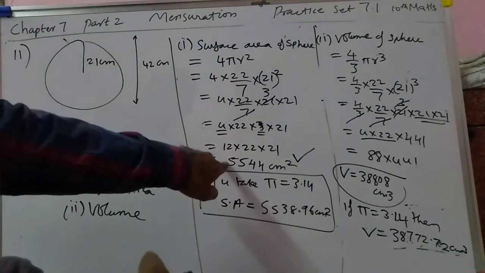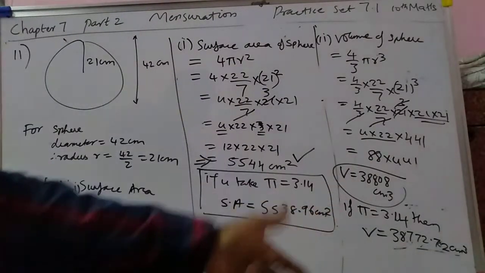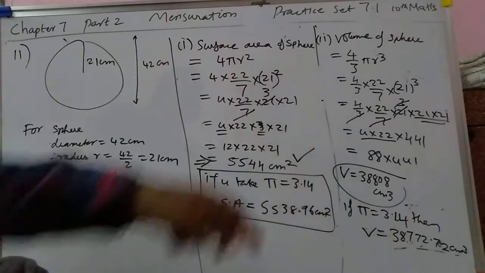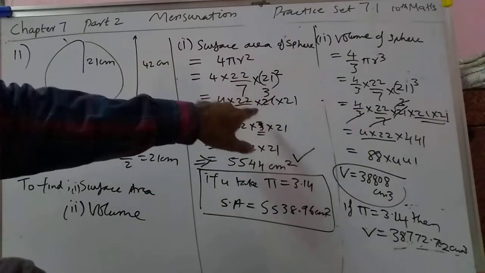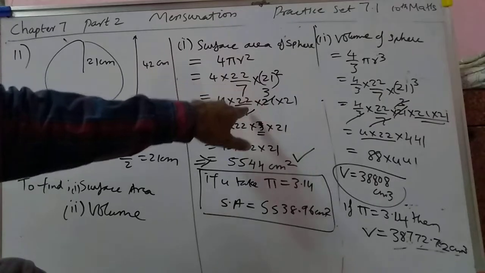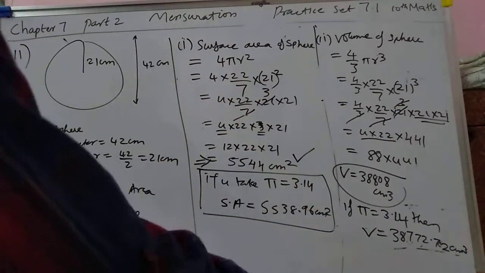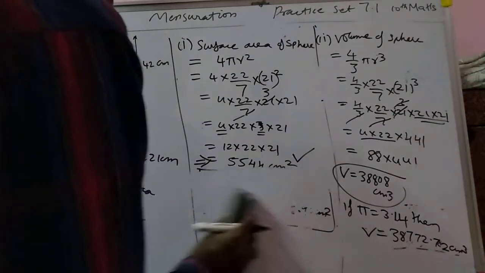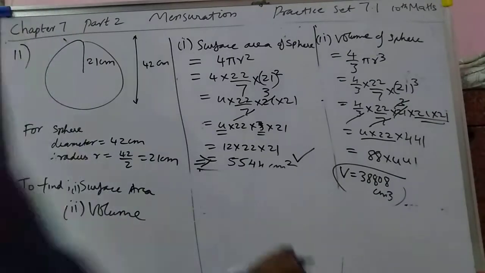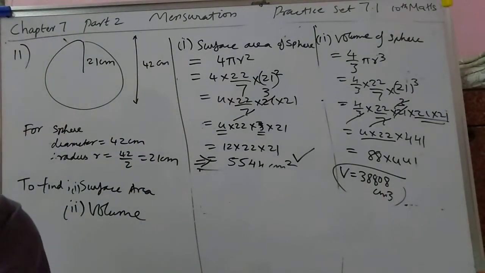So the exam may do this only. Don't take 3.14 if you can cut this easily; if it cuts, then take pi as 22 by 7. If it does not cut, then only take 3.14. So I hope you got this. Next we do the 12th problem.